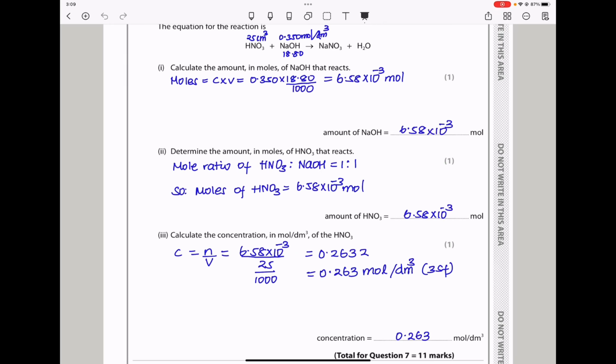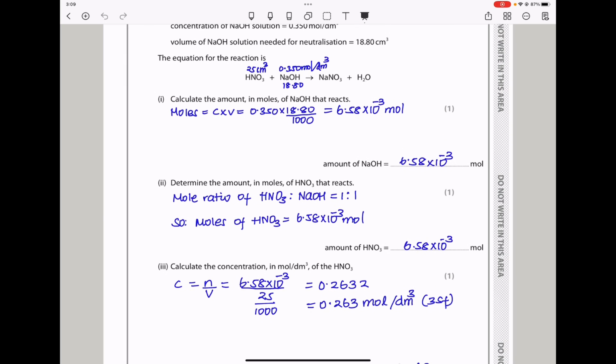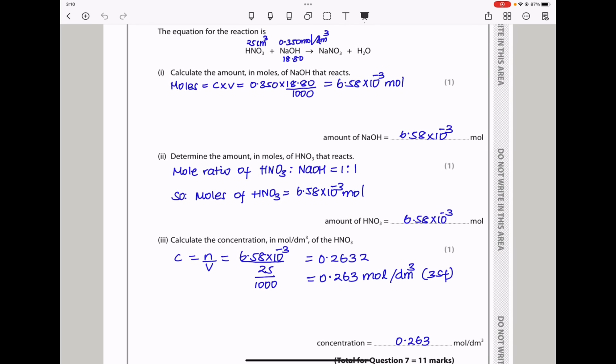Determine the amount of moles of nitric acid that react. So when you look at the reaction equation, the mole ratio is 1:1, meaning the moles of sodium hydroxide are equal to the moles of nitric acid, and therefore this is the same answer.